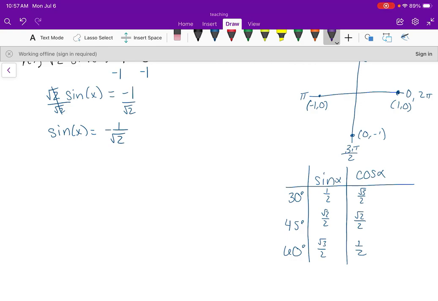Don't let this fool you. This is the same as negative square root 2 over 2. The only thing is with the square root 2 underneath, it's not rationalized. What we usually see, square root 2 over 2, is just the rationalized version, the simplified version. So I'll write this again, sine x equals negative square root 2 over 2.